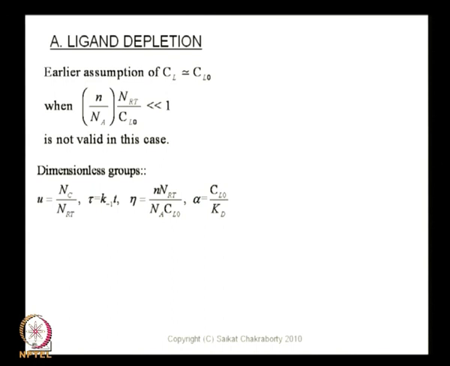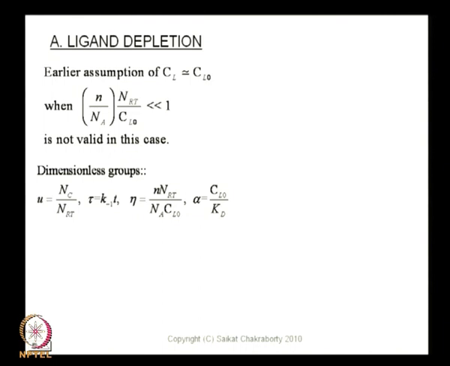nRT is the number of receptors per unit cell, and n is the number of cells per unit volume. So, n times nRT would be the number of receptors per unit volume, and that divided by Avogadro number would be molar concentration. Then you divide by Cl naught, so it is dimensionless, and alpha is Cl naught over Kd.